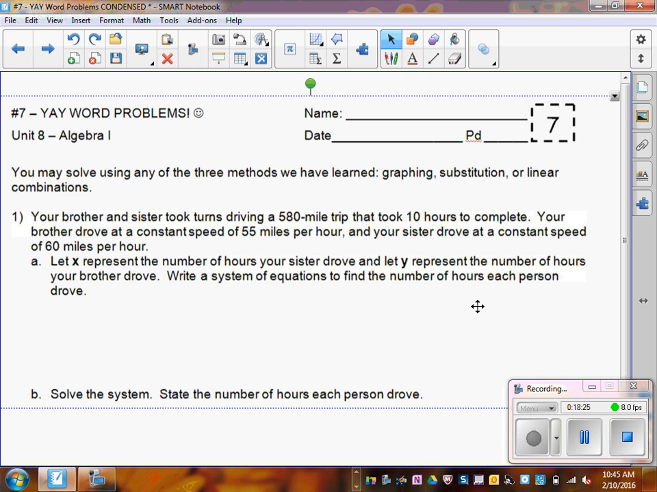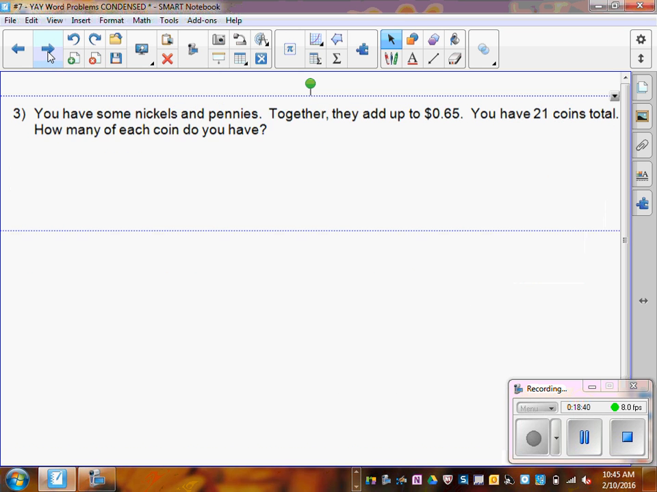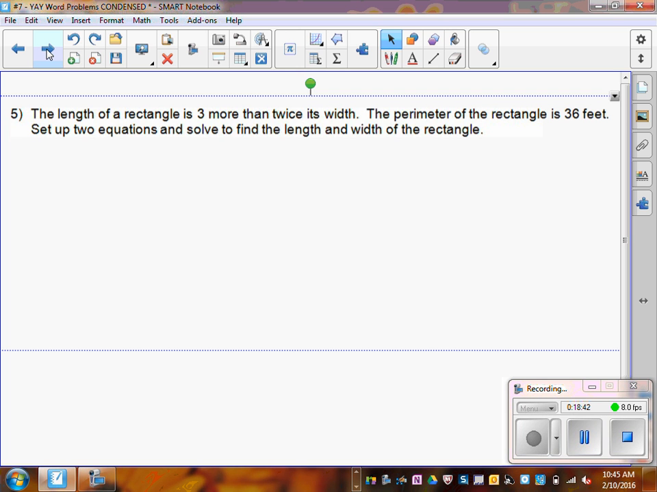All right. I think actually I want to start off with, let's flip it to the back side. I want to do problem number 5 first. The very last one. Alright, so it says here the length of a rectangle is 3 more than twice its width. The perimeter of the rectangle is 36 feet. Set up 2 equations and solve to find the length and width of the rectangle.